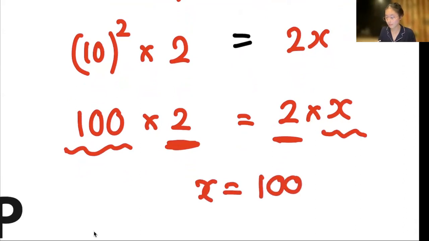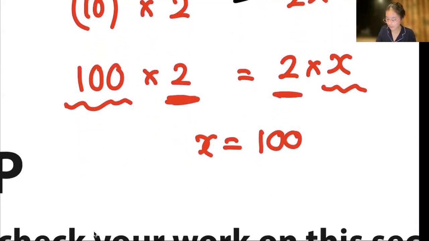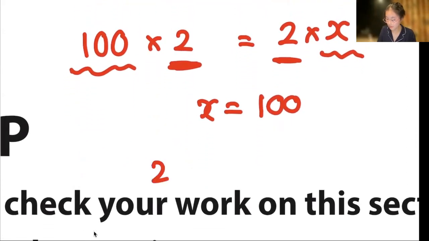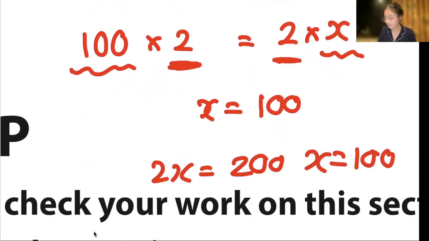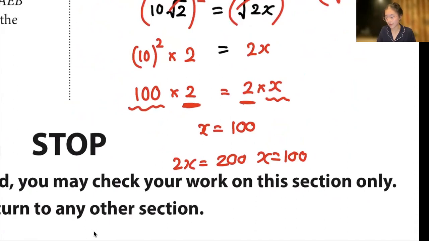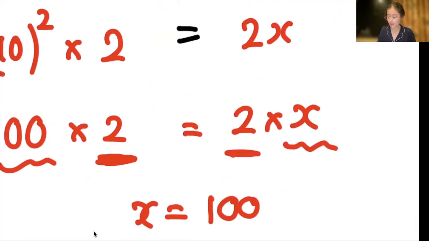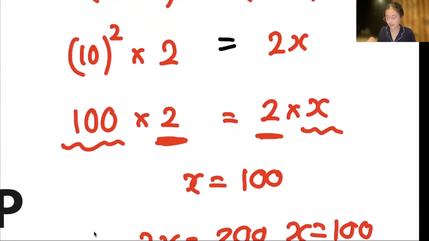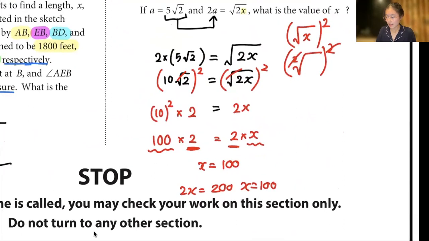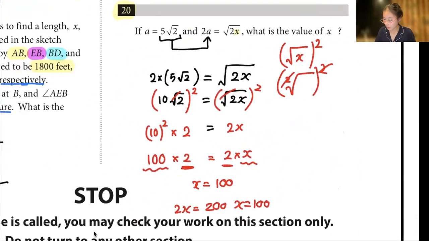Okay. You can technically do 2x equals 200 and just solve for x. You can do that. It's just, why not? It's a constant and it's not going to change. And if you want to double check, you can plug this x right here back inside.